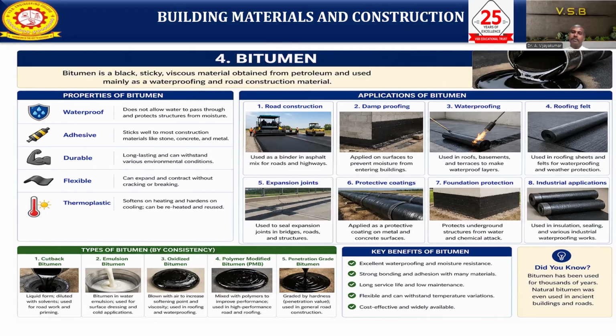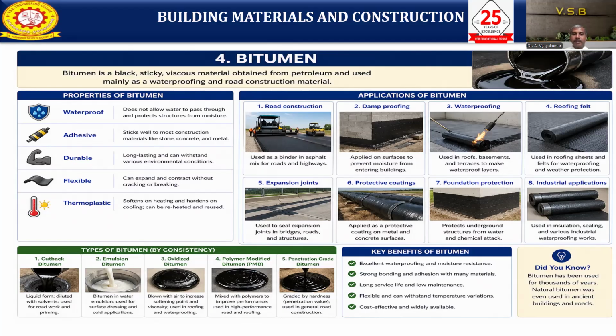Waterproofing is mainly needed for roofs and floors, where we need to control moisture. We need to make waterproofing of the floors and roofs, so on basements and terraces we can use bitumen to make waterproof layers. Roofing felt is like a sheet: using bitumen we make the sheet, and that sheet we can use for roofing. So we use roofing sheets and felts for waterproofing and weather protection.